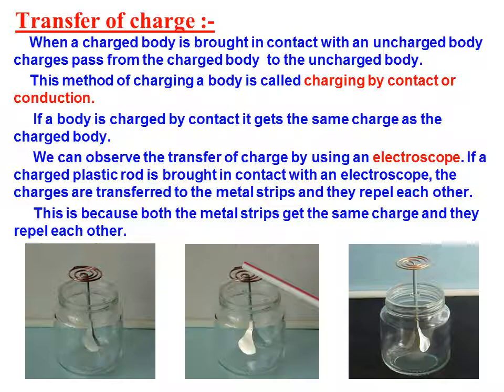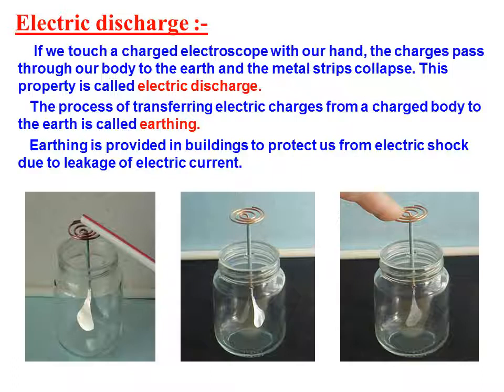For example, when we rub a comb or a plastic object on our head, by contact only, the comb or the plastic object gets charged. So this is because both the metal strips get the same charge and they repel each other. Okay, we will move towards electric discharge.